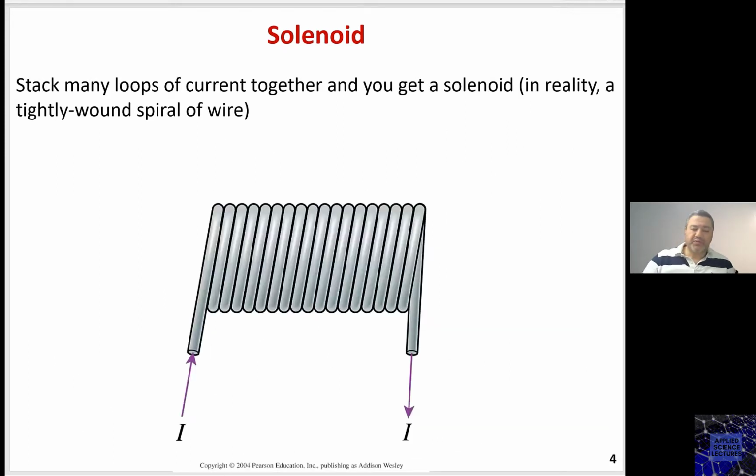Now, let's move to the solenoid and introduce this component in our course. The solenoid is a stack of loops that are made from the same wire. The wire is insulated, so there is no short circuit between those wires touching each other. There's an insulator in between. They are tightly wound such that they look like a spiral of wire. So when the current enters in one terminal here, it leaves from the other terminal right here.